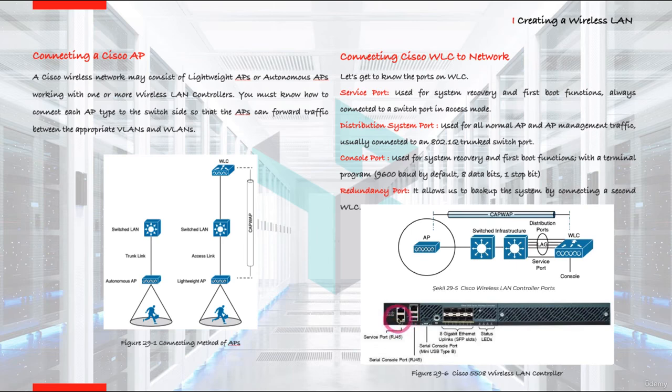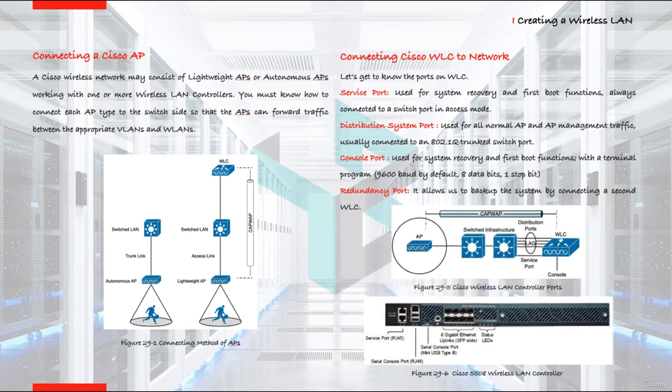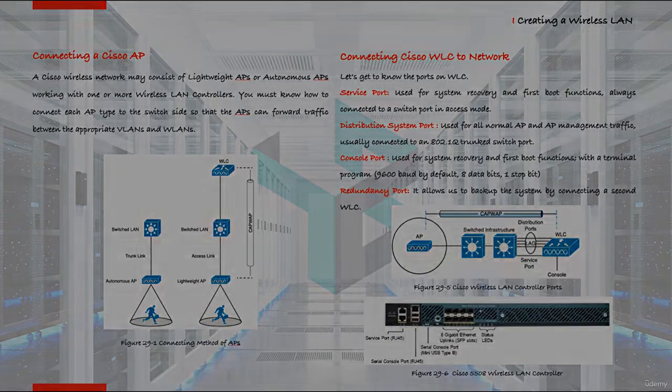Now we have connected the wireless LAN controller and access point to our switch and put our port in access mode. If you are using a single port between the switch and the controller, you make this port in trunk mode. If you are using more than one port, you can use the link aggregation control protocol.